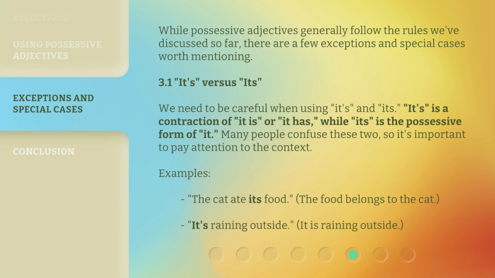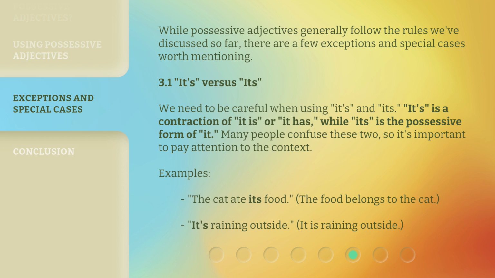While possessive adjectives generally follow the rules we've discussed so far, there are a few exceptions and special cases worth mentioning. 3.1 Its versus it's. We need to be careful when using its and it's. It's is a contraction of it is or it has, while its is the possessive form of it. Many people confuse these two, so it's important to pay attention to the context.